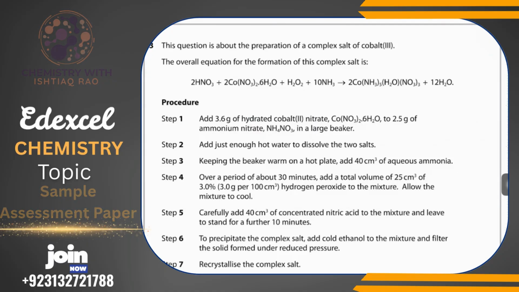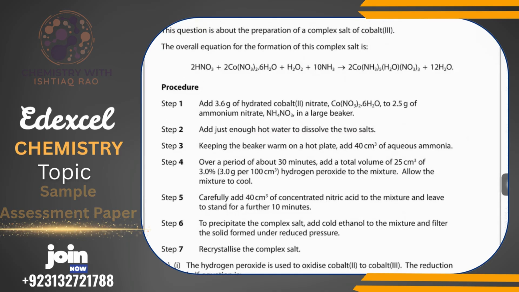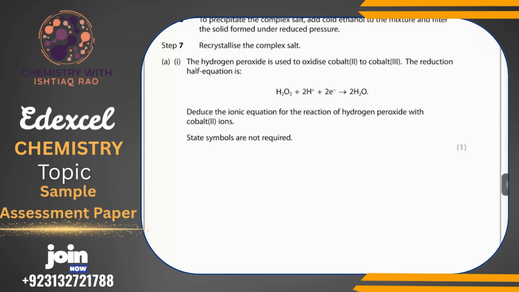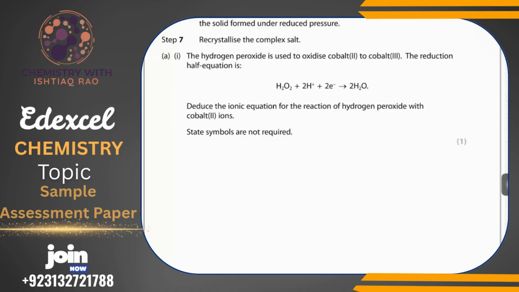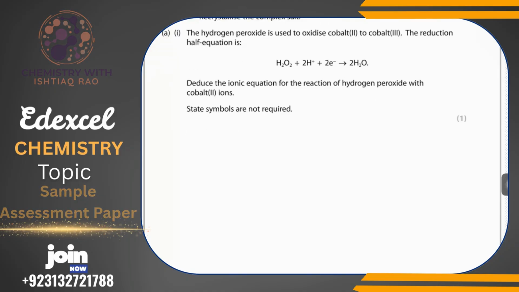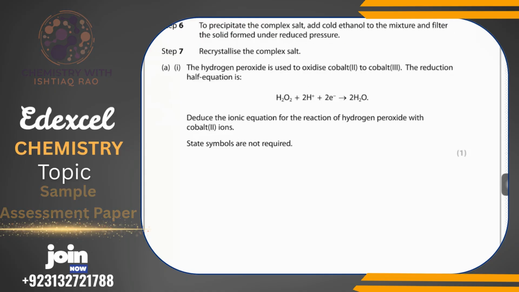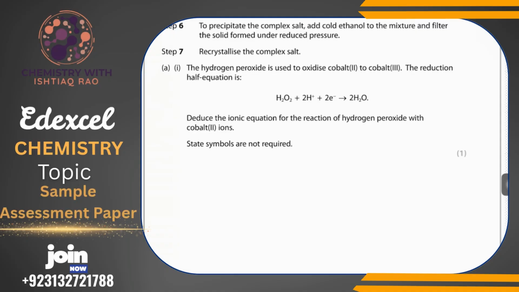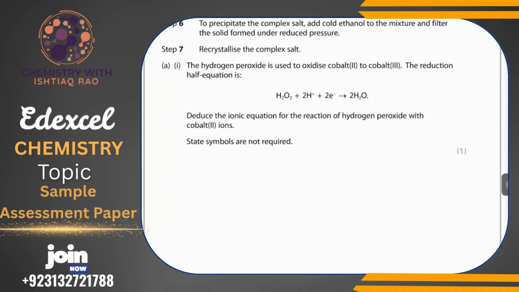Question number three. This question is about the preparation of a complex salt of cobalt. Deduce the ionic equation for the reaction of hydrogen peroxide with cobalt 2 ions. State symbols are not required, so one mark only. They are saying that cobalt 2 is going to convert into cobalt 3, so it's getting oxidized. So hydrogen peroxide is an oxidizing agent.